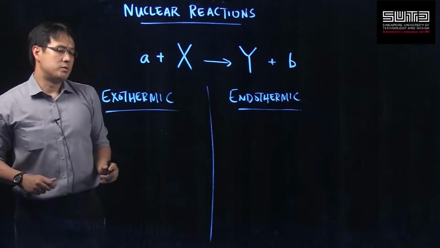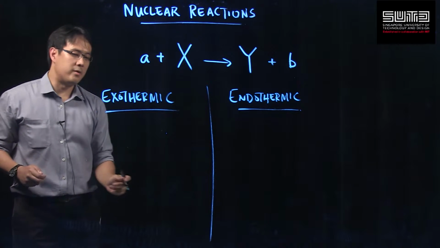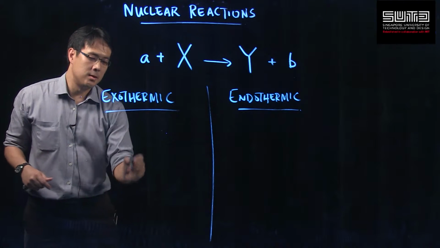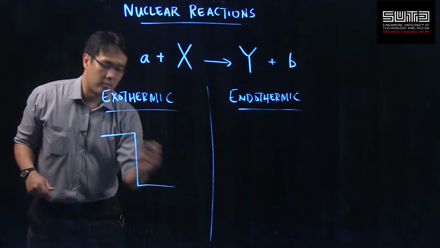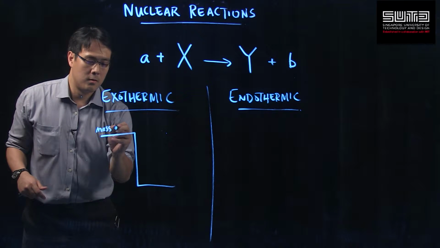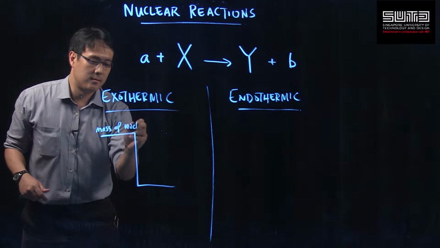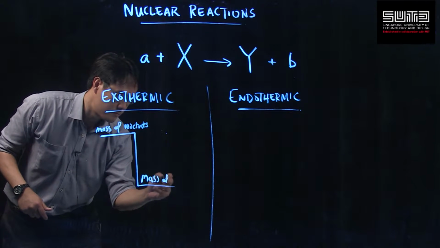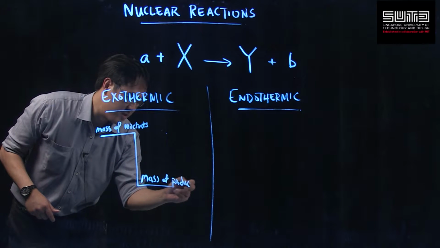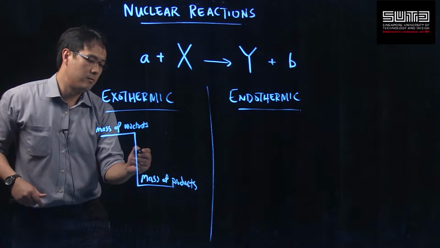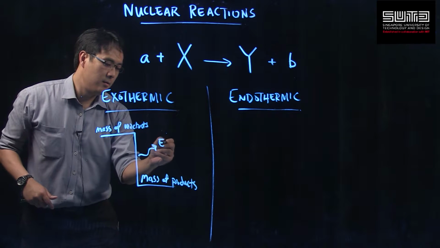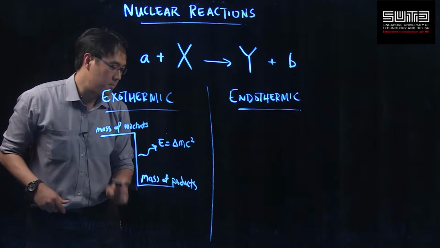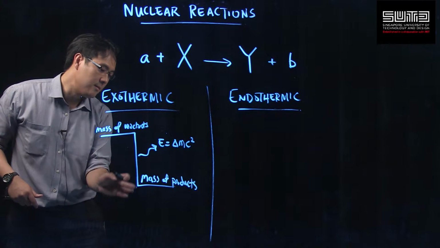Again, we're going to draw a comparison of the mass of the reactants and the mass of the products. In the case of exothermic reactions, the mass of the reactants is going to be greater than the mass of the products. The amount of energy that's given off, call it the reaction energy, E, is equal to delta M c squared, where delta M refers to the difference in the mass of the reactants and the mass of the products.